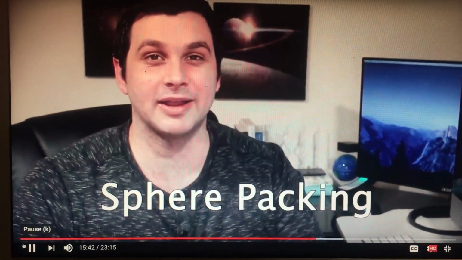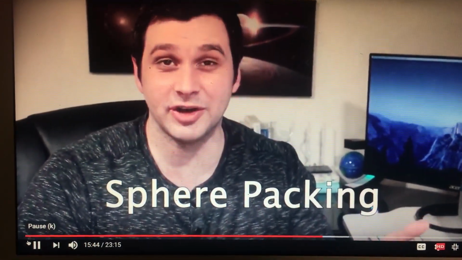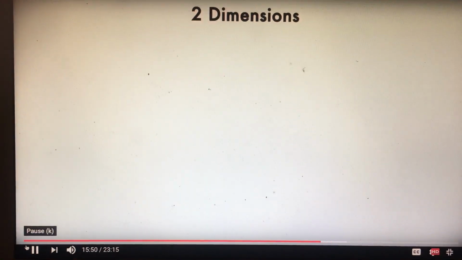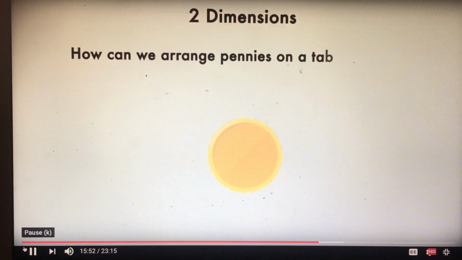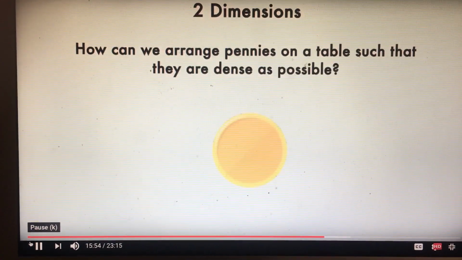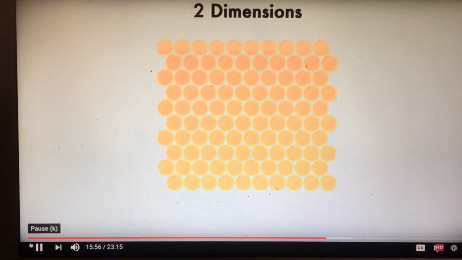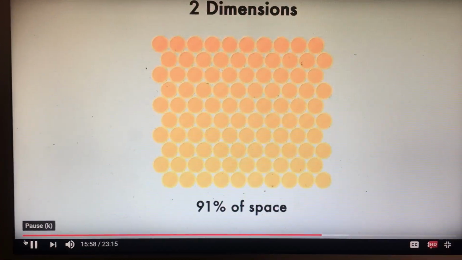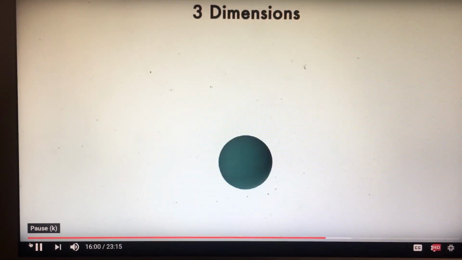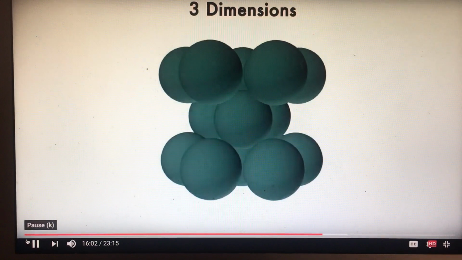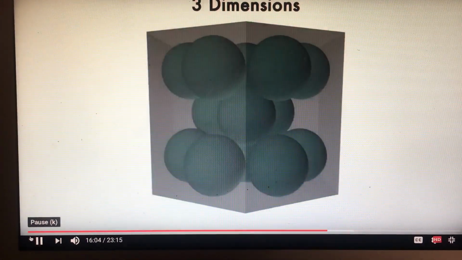Let's look at sphere packing. For centuries, mathematicians have been curious about the optimal way to fill space using identical spheres. For example, in 2 dimensions, the question was, how can we arrange pennies on a table such that they are as dense as possible? And it turns out the best arrangement takes up about 91% of the space. For spheres, it was much harder, but we found the optimal arrangement takes up about 74% of the space.